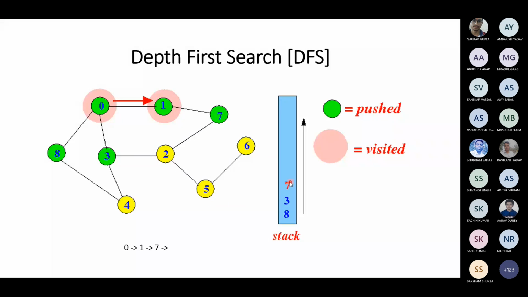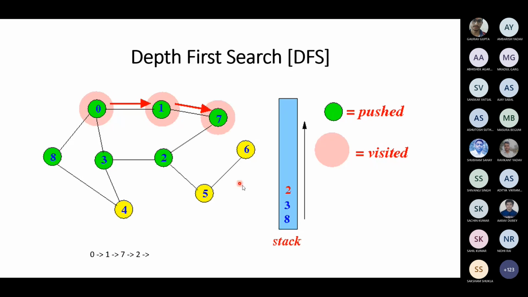Now after this, which node will be visited? 7 only. So 7 is visited. Then the element pushed into the stack is 2. Correct? 7 is having an edge to 2 only. So 2 will be pushed into the stack. So the node will be 2 only. So 2 you will visit.